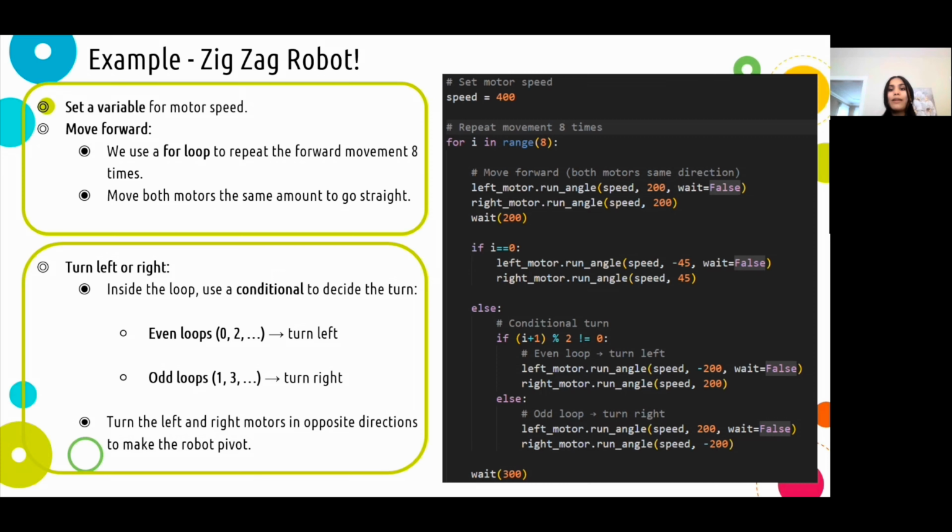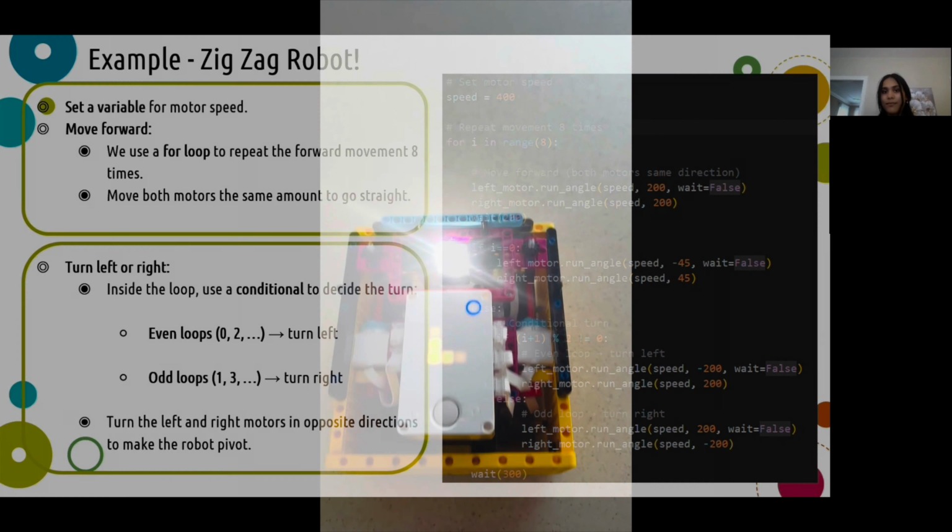To pivot, we run the left and right motors in opposite directions. The result is a zigzag path. This path demonstrates how variables store data, loops repeat movement, and conditionals control direction. Together, they create structured, intelligent robot behavior. Here, one single program combines all these. When you run it, the robot should move forward and alternate left and right turns, creating a zigzag path.